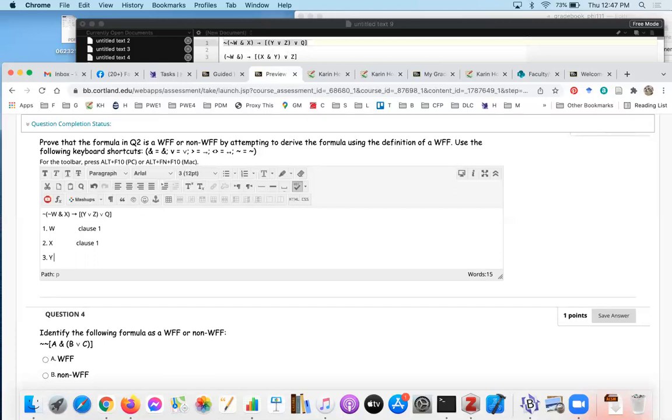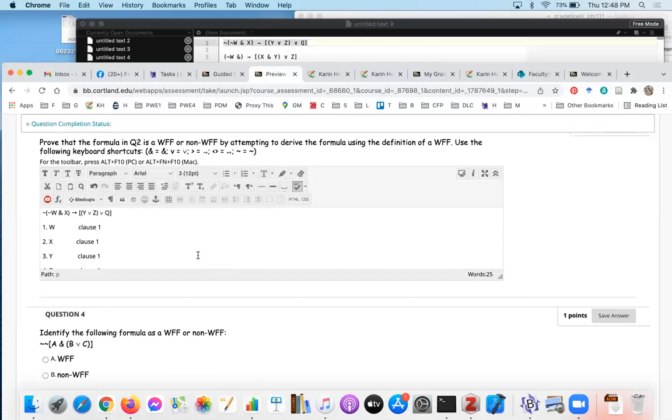Okay, so then I'm going to build Y. And I can make my life easy. Since I keep typing clause 1, I'm just going to copy that in there. Okay, then I need the formula Z. And then I need the formula Q. Okay, so that takes care of all of the capital letters, all of the atomic formulas, as they're called, in the formula as a whole.